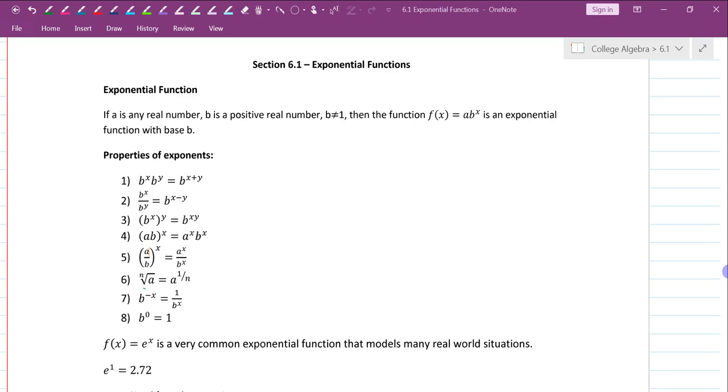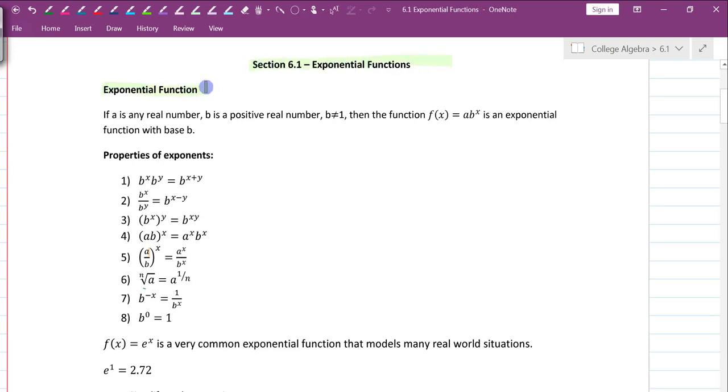So yes, this is a full-length lecture, just like we were in class, 75 minutes long, and we will be covering section 6.1 and 6.2, which will keep us on track for finishing chapter 6 on time for exam 4. So welcome to class. Today we're going to be going over exponential functions.